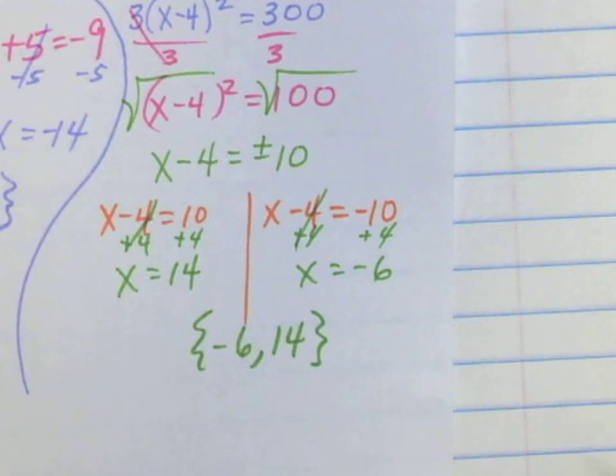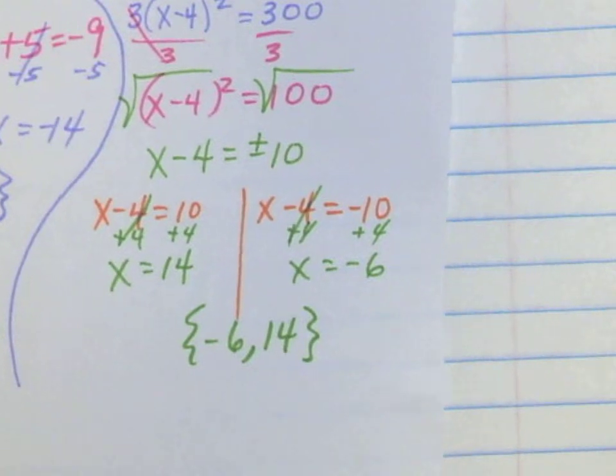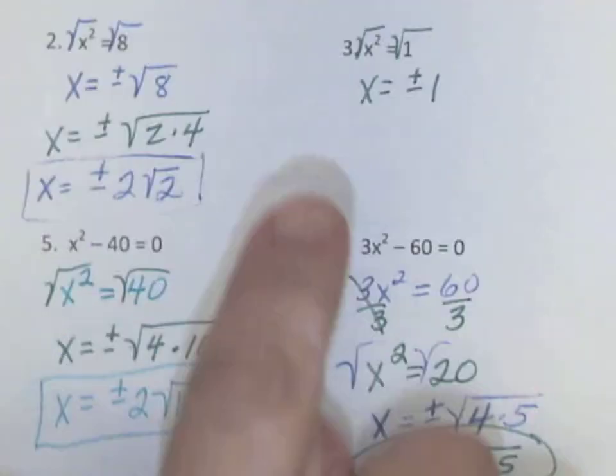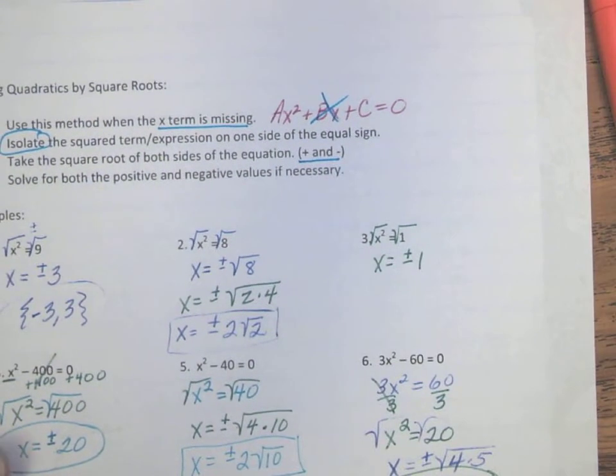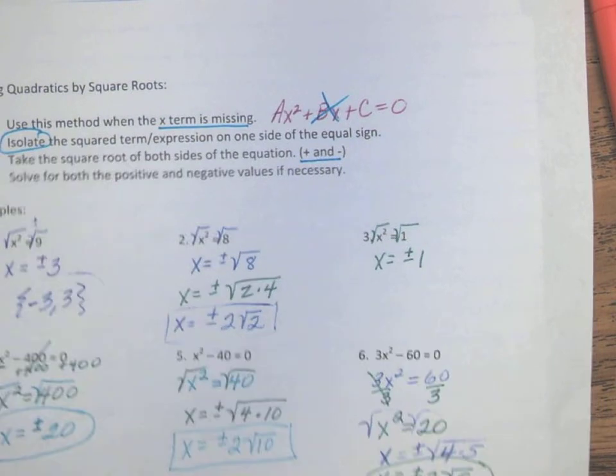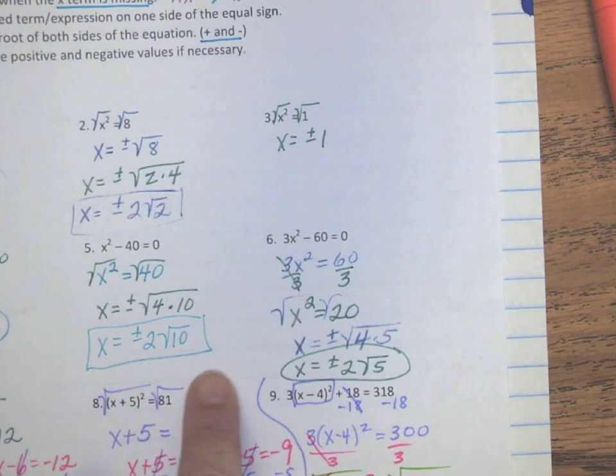So this is the method we use. Most of the problems don't have as many steps as that last one. This is the method we use when there's no x term. When the x term is missing and we can just take the square root of both sides, it's a lot faster and easier, in my opinion, than trying to factor it. Sometimes it won't factor, as you can see by these weird answers.